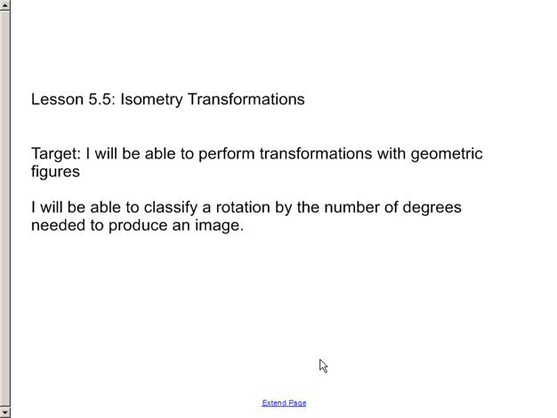On with geometry. We are on lesson 5.5 and its title is Isometry Transformations. So our learning target: I will be able to perform transformations with geometric figures, and I will be able to classify a rotation by the number of degrees that are needed to produce an image.